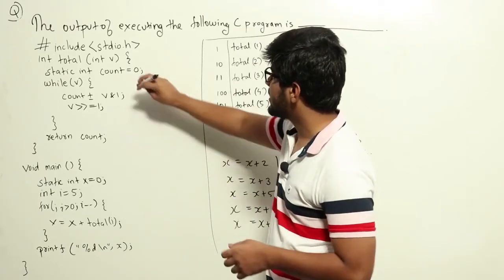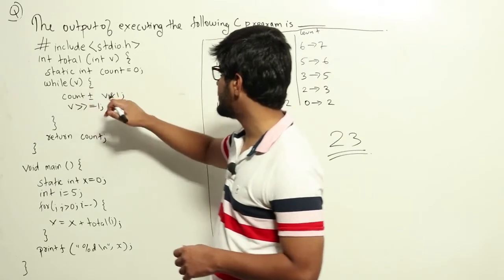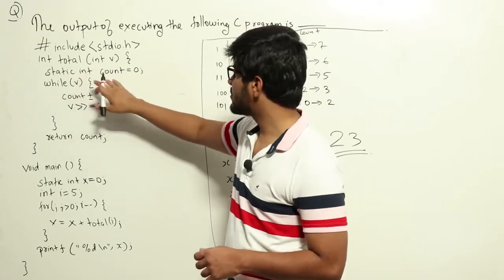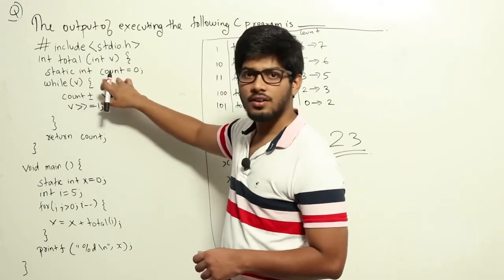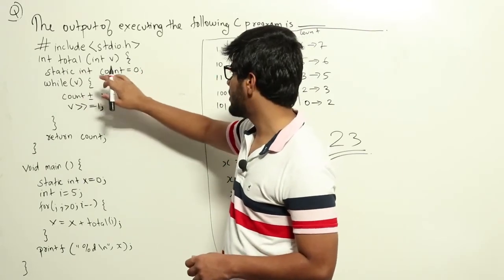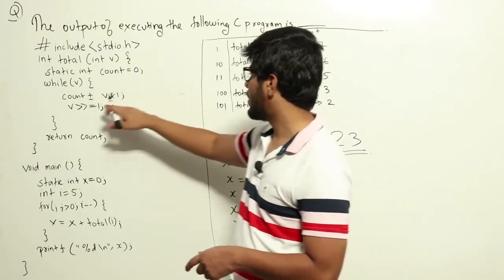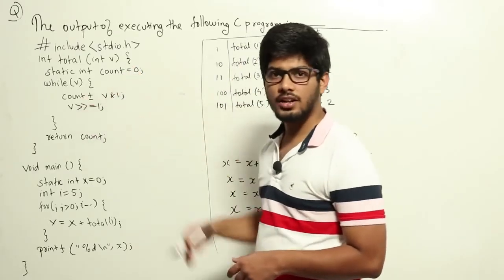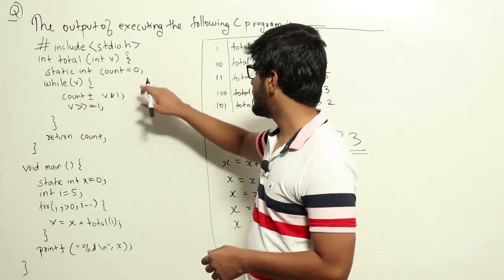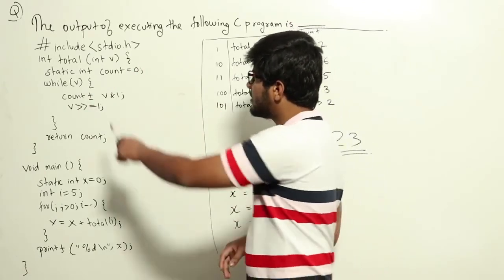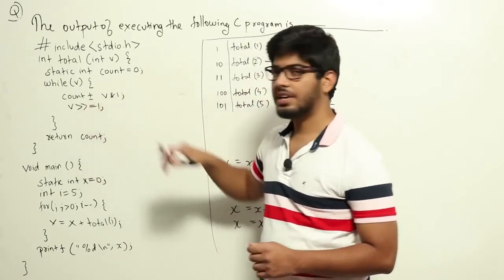Here there is a static int count that is defined as 0. Since it is a static int, there will only be one instance of this variable throughout the function calls. So each function call, this variable won't be different. There will only be a single instance of count throughout the program, and whenever count is changed, that value will persist since it is static. So static int count is initially 0, and then inside this while loop, count plus equal to v and 1.